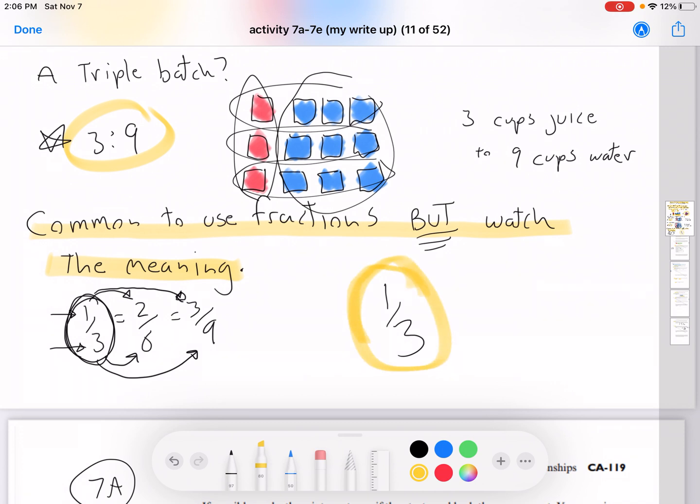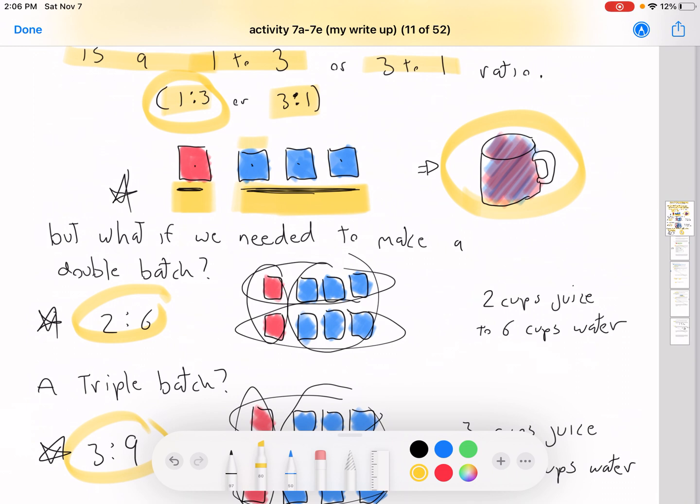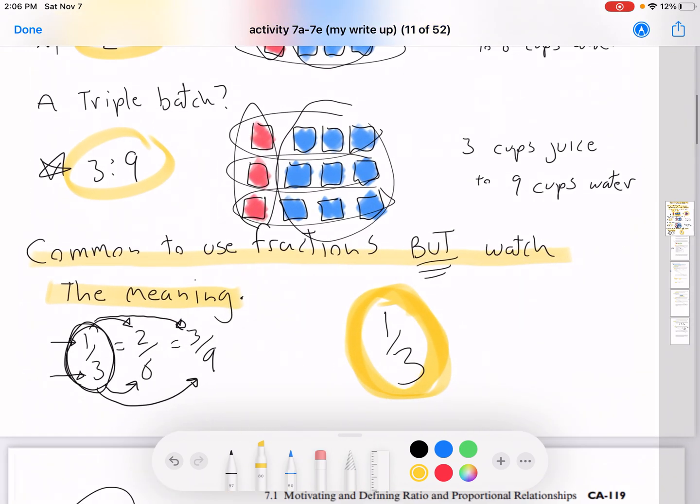Rather, it could be saying the amount of juice concentrate we have is 1/3 the amount of water we have. So as long as you pay attention specifically to what you're saying, so if the water is 3 cups, this would be equivalent to 1/3 the amount of this, but not 1/3 of the total juice. So just something to watch as we move forward.